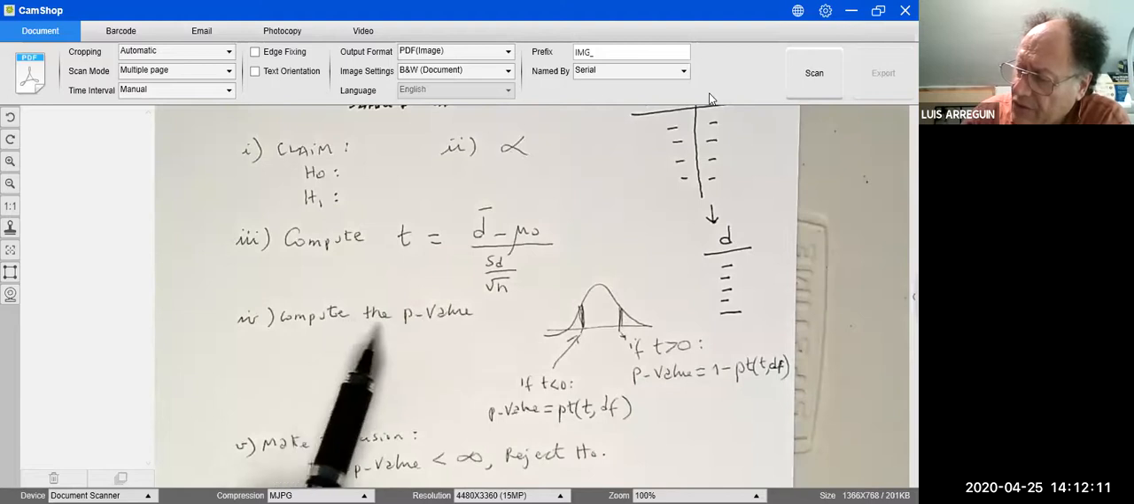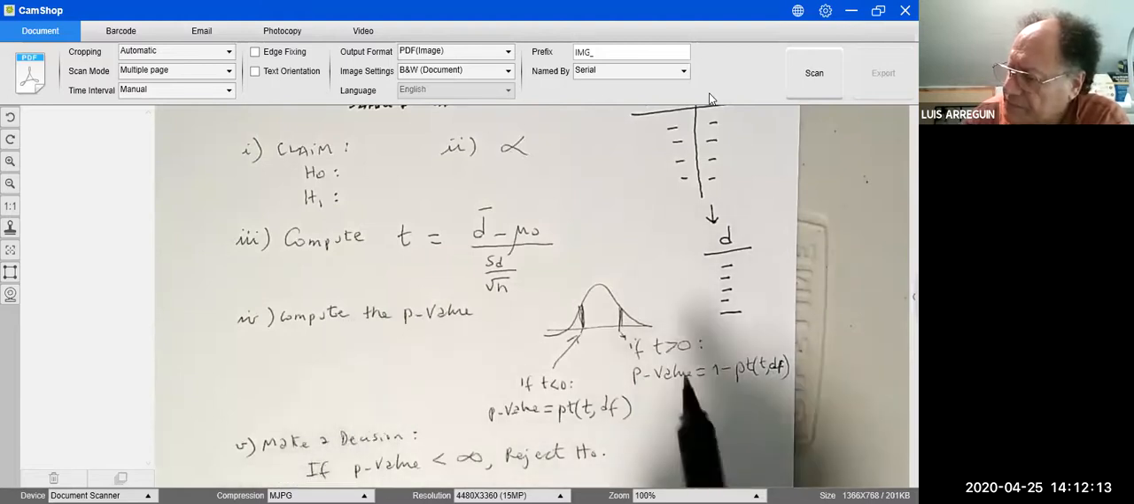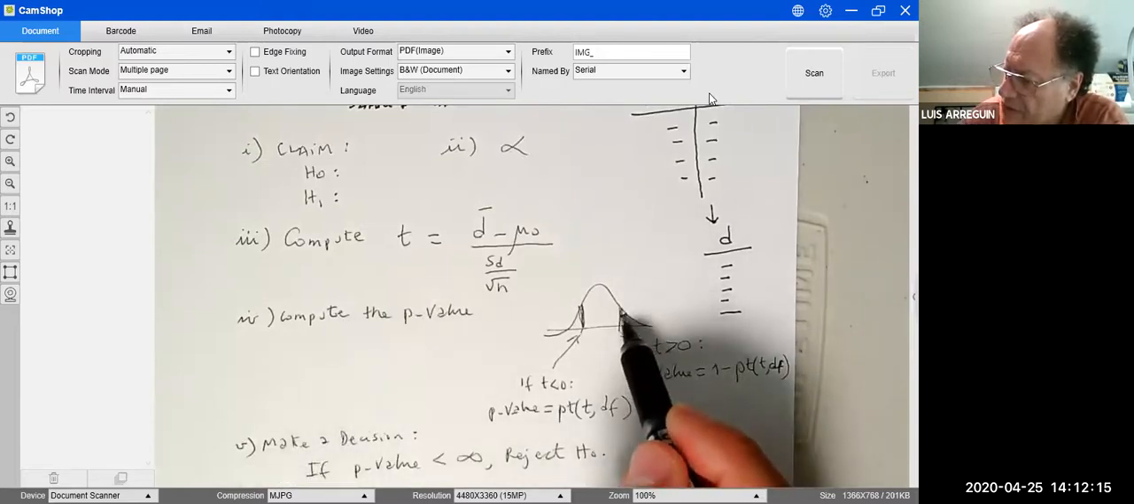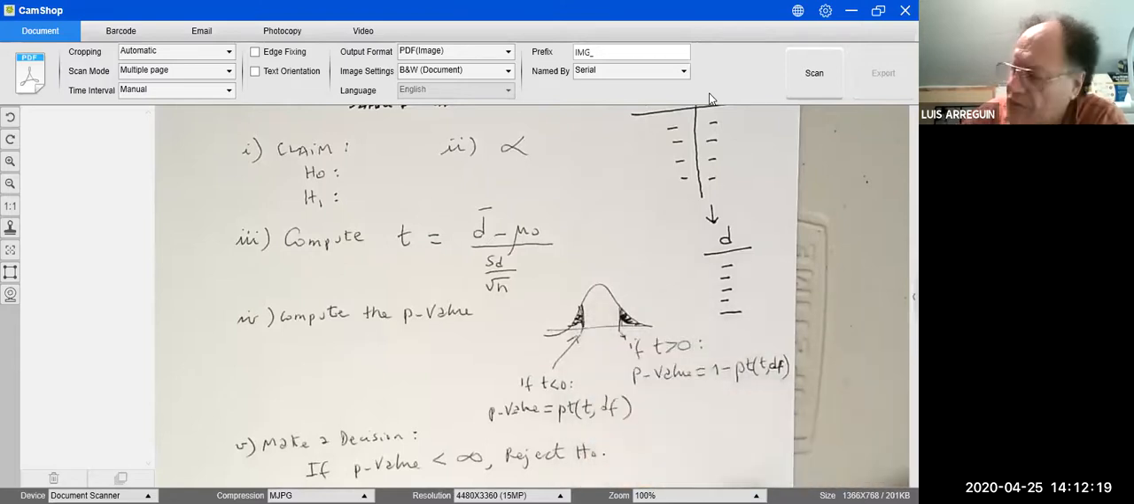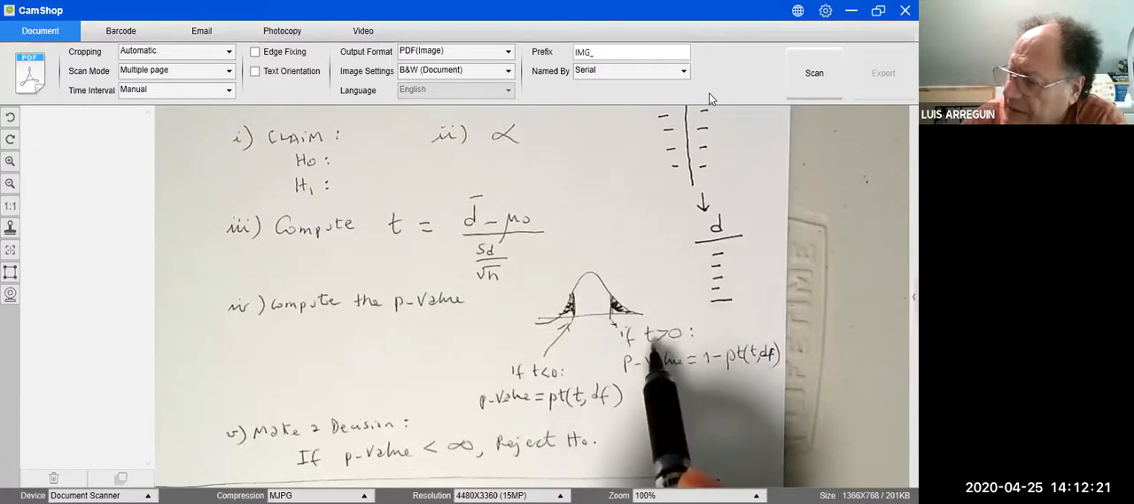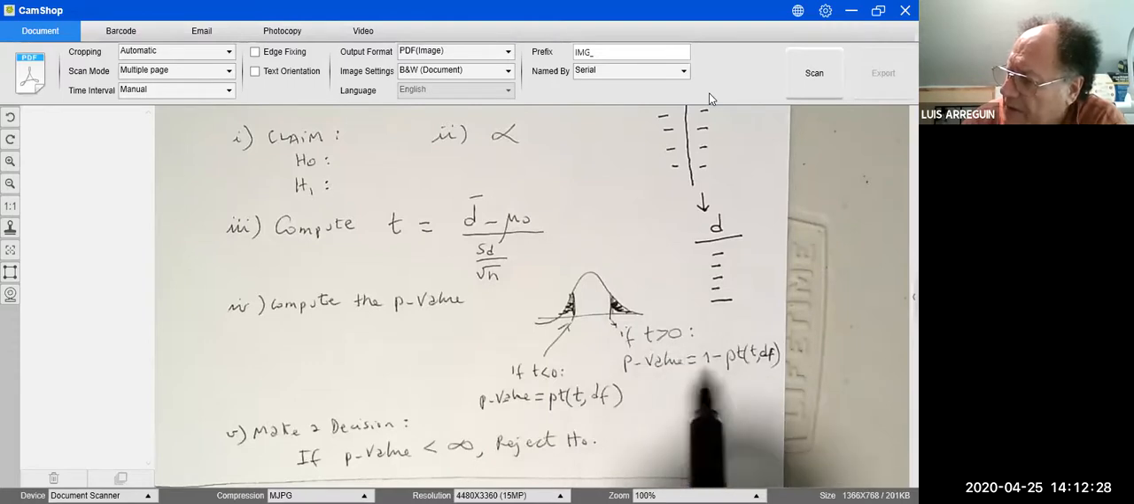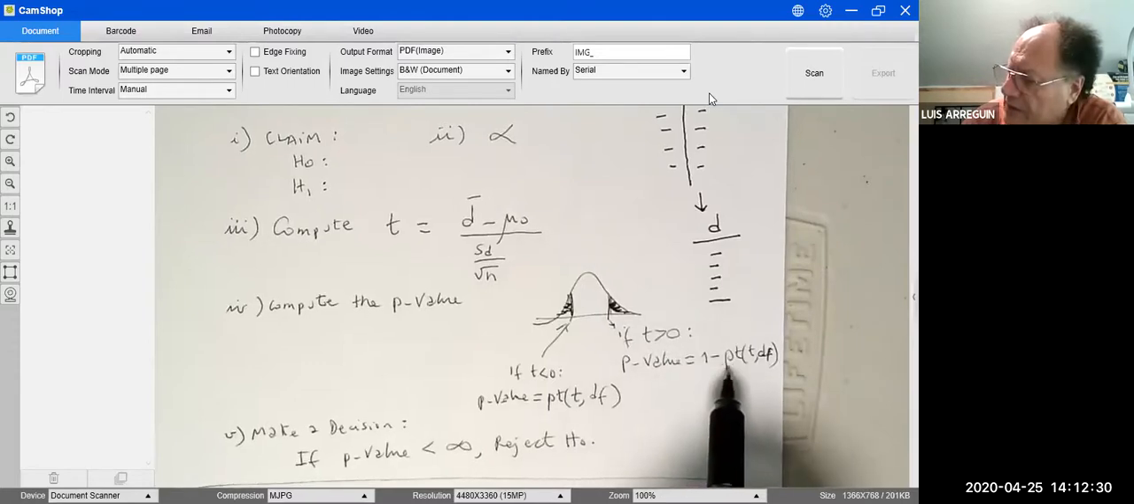In the case that you are computing the p-value, computing the p-value is just computing this area here under our curve, and we're going to have two possible scenarios: either the t statistic is positive or negative. If the statistic is positive, then you're going to use 1 minus pt, and the input values are going to be your t and the degrees of freedom.